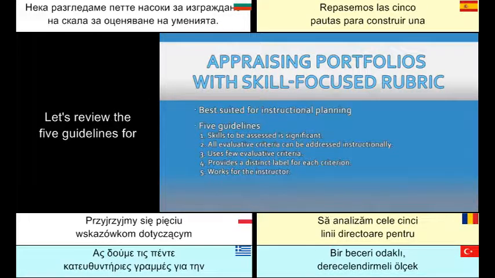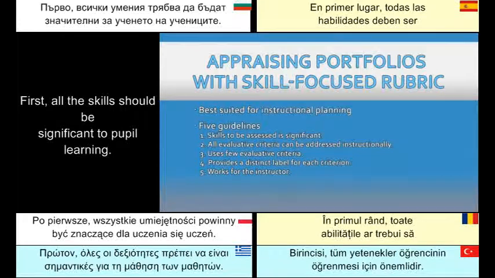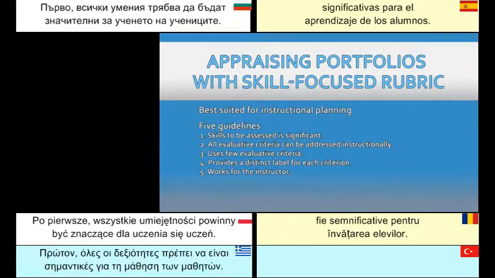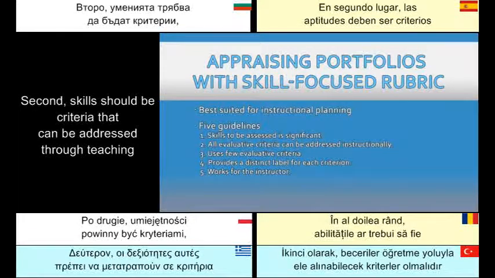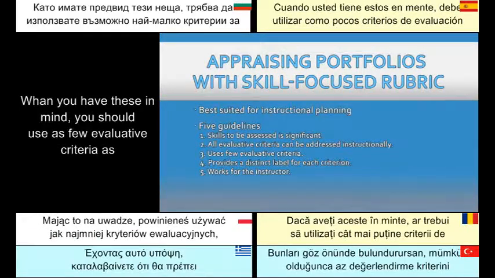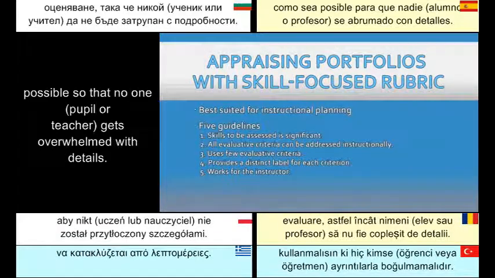Let's review the 5 guidelines for constructing a skill-focused rubric. First, all of the skills that are assessed should be significant to student learning. Second, all of those skills should be criteria that can be addressed instructionally. With those guidelines in mind, you should use as few evaluative criteria as possible so that your instructor and the student and your instruction don't get overwhelmed with details.